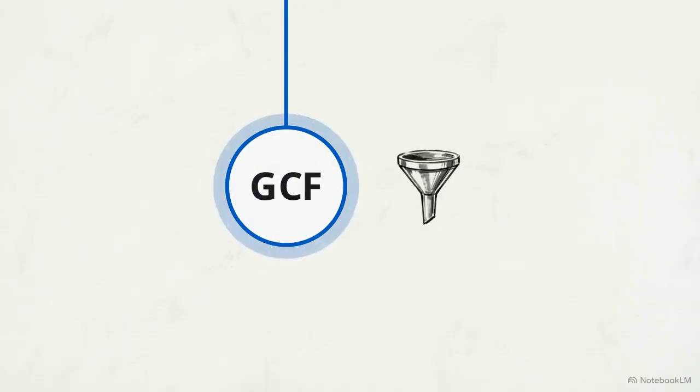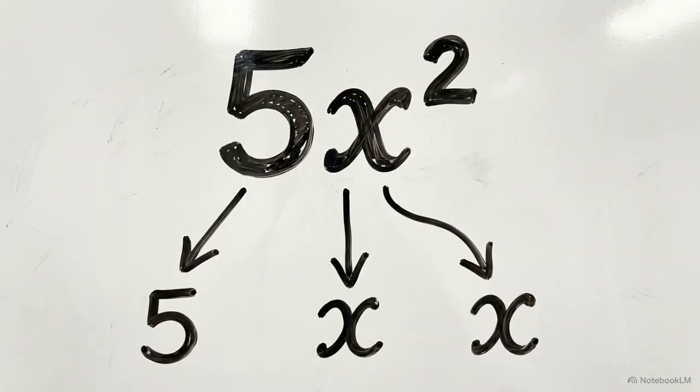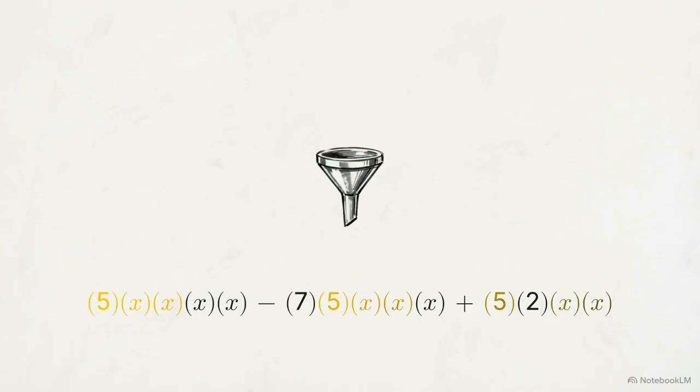The first node on our map is finding the greatest common factor, or GCF. The GCF is the largest number or variable that can be evenly divided from every term in your expression. To find it, you physically deconstruct each term. Here, we see the breakdown of 5x to the fourth, 35x cubed, and 10x squared into their smallest numerical factors and individual variables. Once you identify those shared elements, you extract them.